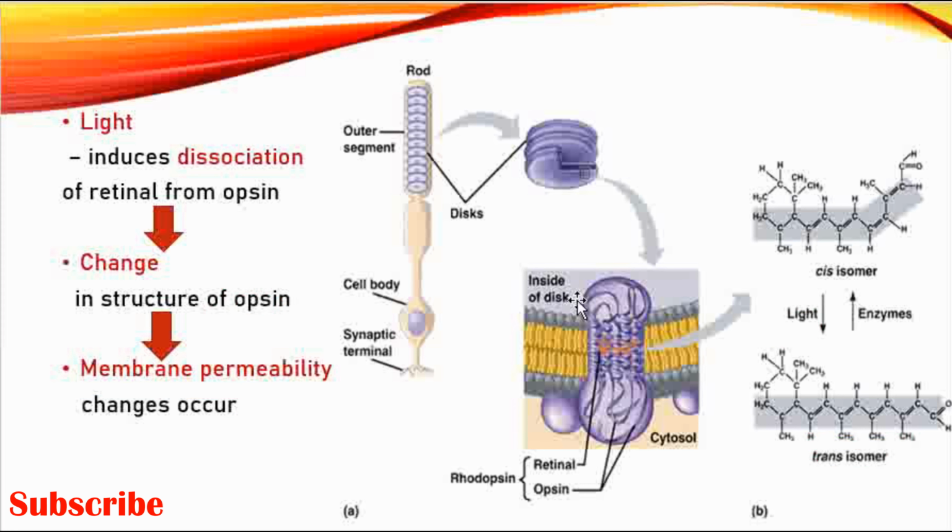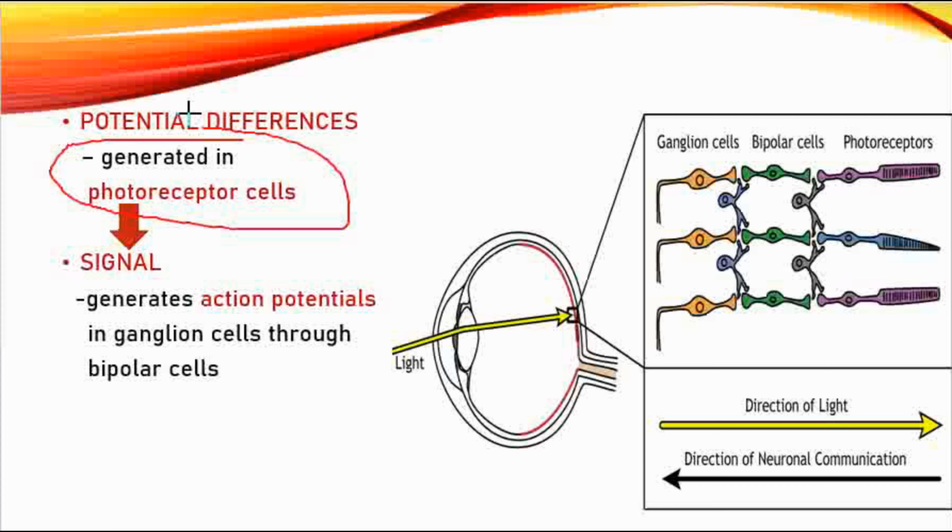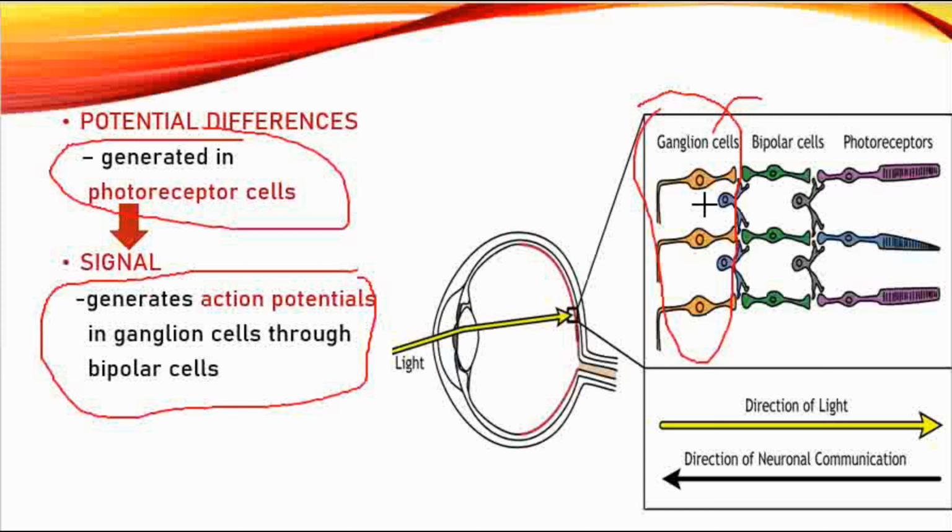Next, because of this a potential difference is generated in the photoreceptor cell. If you have studied the neuron cell earlier, you know how a potential difference is created in a cell. So the signal generates action potential in ganglion cells through bipolar cells. You have already studied action in the ganglion cells.